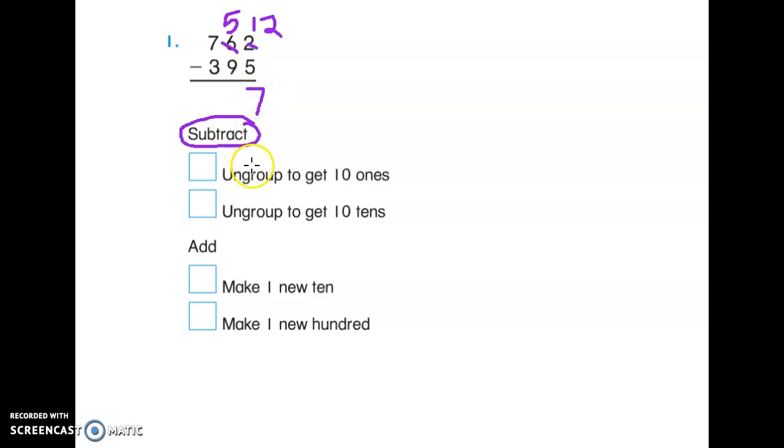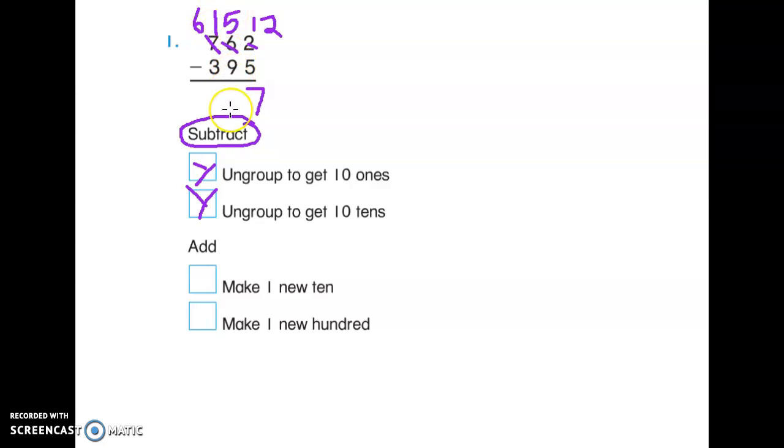Now down here it's also going to ask, did you ungroup to get 10 ones? Yes, I did. I took a 10 to get 10 ones, so I would write yes. Now I'm going to subtract my 10s. 5 minus 9, still can't do it, so I'm going to have to borrow. My 7 over here is going to become a 6. And this 5 is going to become 15. It also asks, did I ungroup to get 10 10s? Yes, I did, because I took one from my 7 and added it to my 5 to make 15. So yes. Now I can subtract the rest.